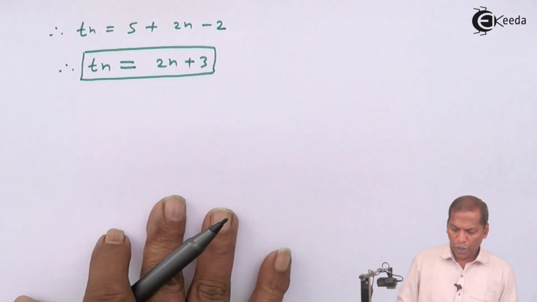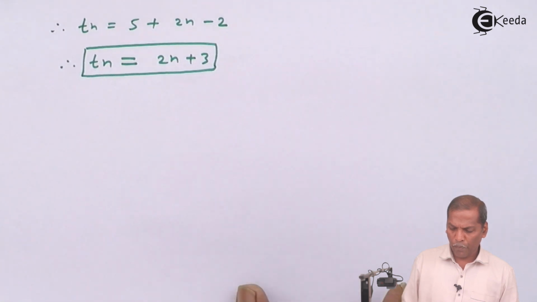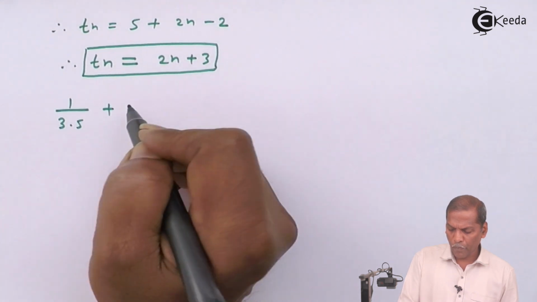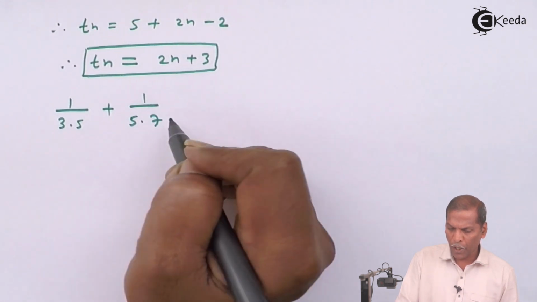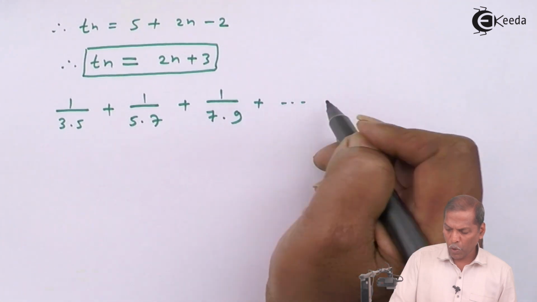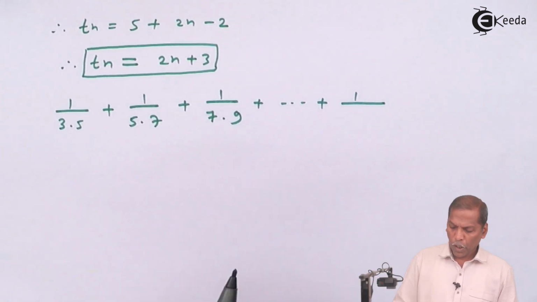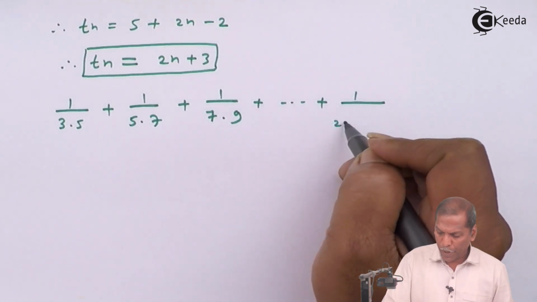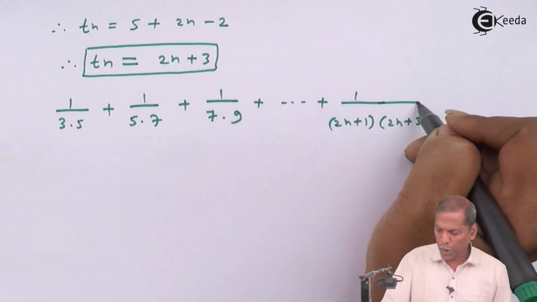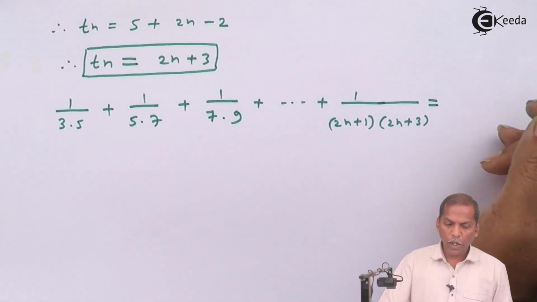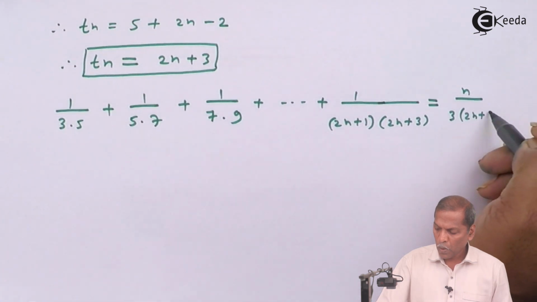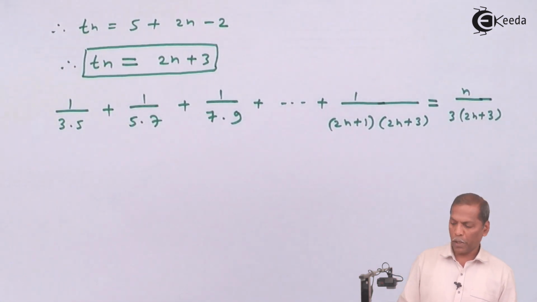So it means the given problem can be written as 1 upon 3 into 5 plus 1 upon 5 into 7 plus 1 upon 7 into 9 going on, and for the nth term we write respectively 1 upon 2n plus 1 into 2n plus 3, is equal to n upon 3 bracket 2n plus 3.